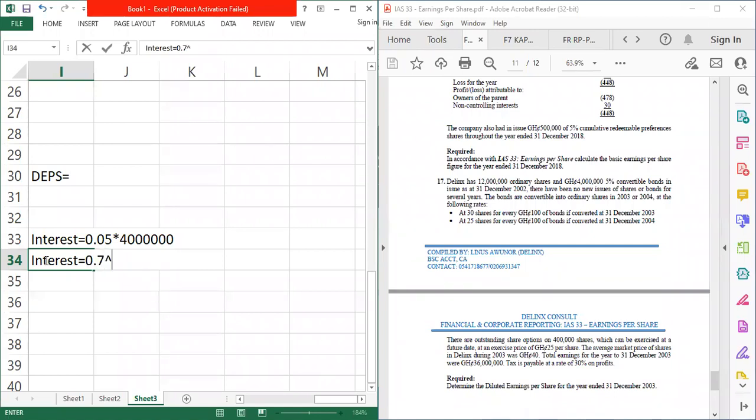0.7 times the 200,000. What are we getting? 140,000. So this 140,000 will now increase our what? Our profit, because we are saving it. We will not pay it again. So our profit will increase by 140,000, am I correct?